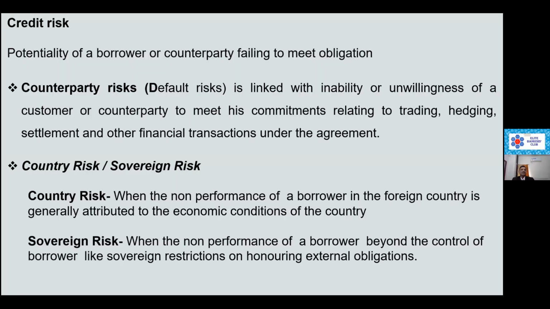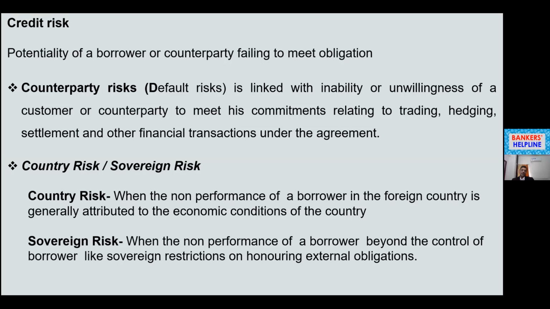Coming to credit risk, it is the potentiality of a borrower, or the probability of a borrower or counterparty, failing to meet its obligation. Under this, counterparty risk is linked with the inability or unwillingness of a customer or a counterparty to meet its commitments relating to trading, hedging, settlements, and other financial transactions under the agreement. He may not stick to the schedule of repayment.